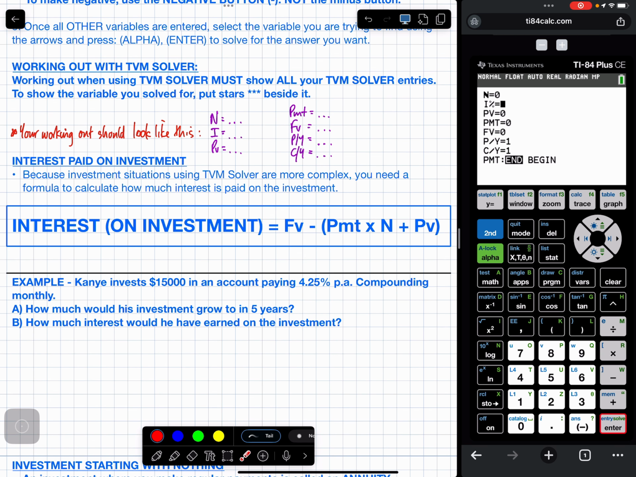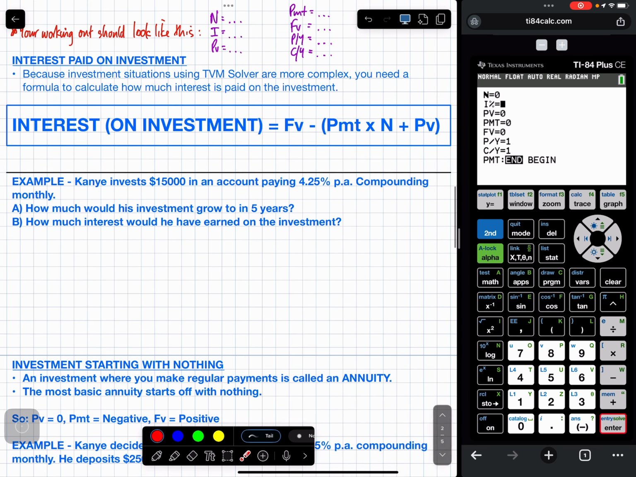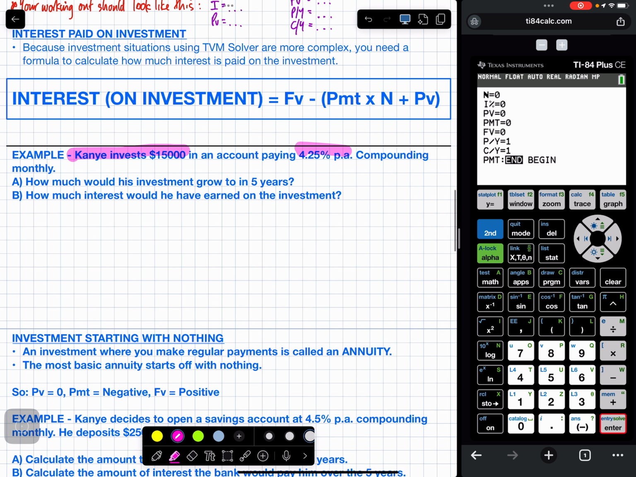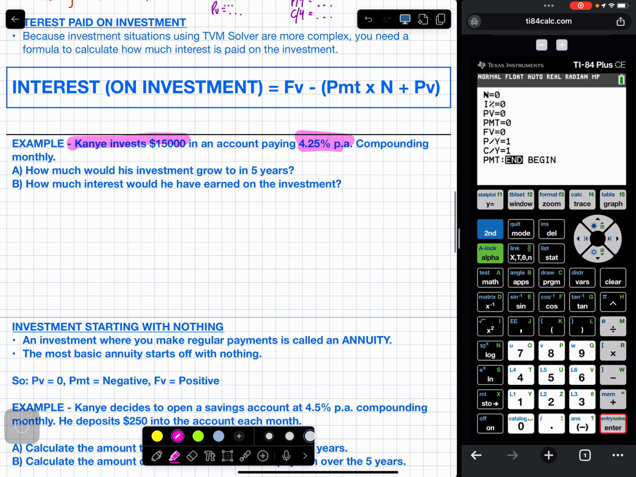The best way to do this would just be to demonstrate it. So we'll look at Kanye. Kanye invests 15 grand in an account, paying 4.25% per annum, and it compounds monthly. So how do we use TVM Solver? Enter everything that you know. What's the interest rate for Kanye? In this question, I highlighted it. I don't need to convert it. So I just go 4.25 next to I on the calculator.